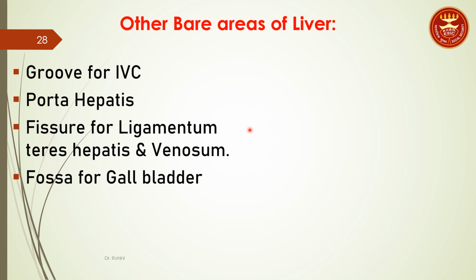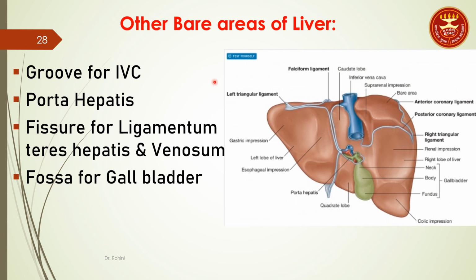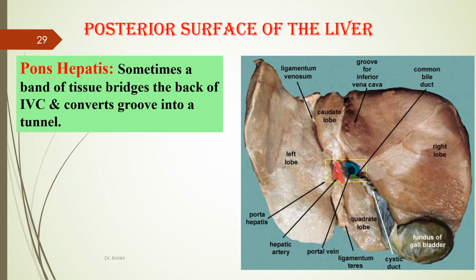Other bare areas are also there. Sometimes MCQs are asked: all of the following are the bare areas of liver except. So in addition to the bare area, the groove for inferior vena cava, transverse fissure, porta hepatis, fissure for ligamentum venosum and ligamentum teres hepatis, and fossa for gallbladder. These are all the areas which are not covered by peritoneum. Groove for inferior vena cava, this fissure, fossa for gallbladder, and this transverse fissure, their floor is not covered by peritoneum.